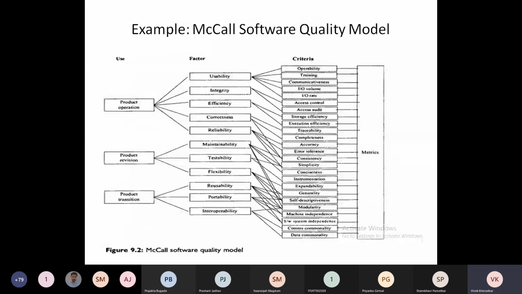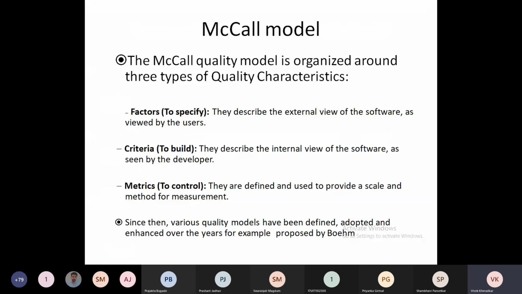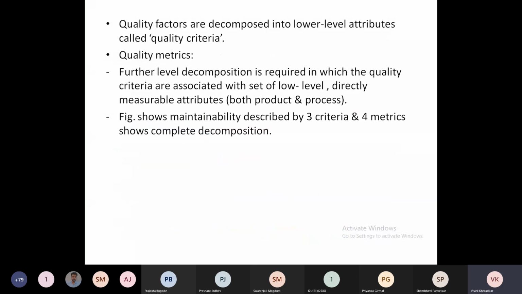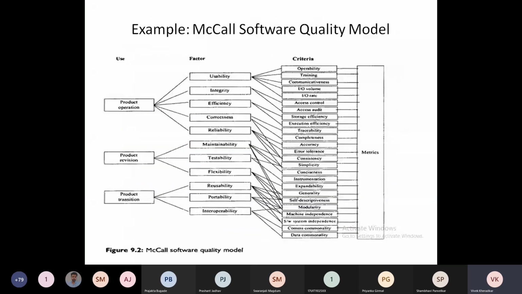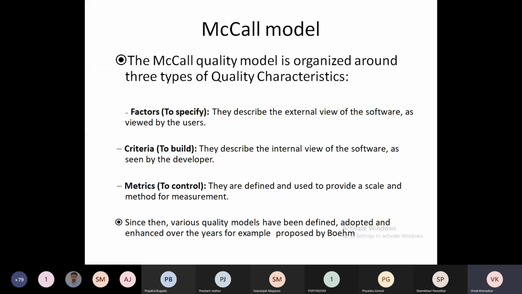Next, this factor is decomposed into a further level, which is the criteria. So what is the criteria level? It describes the internal view of software as seen by the developer. So this criteria level is seen by the developer. It defines on which criteria your factor depends. And once the criteria are there, then we have the matrices.